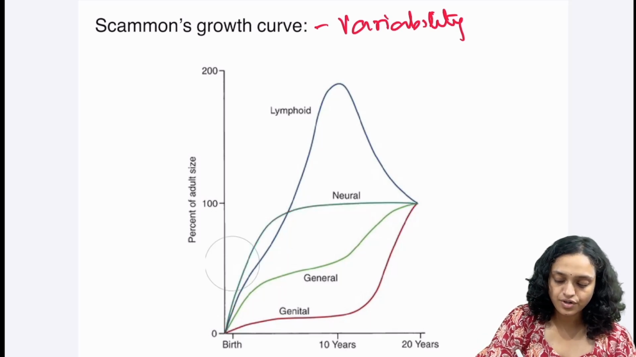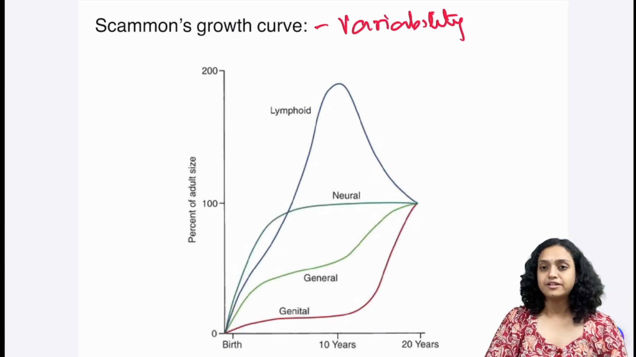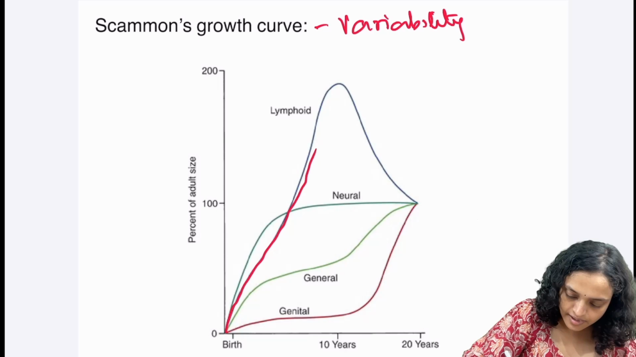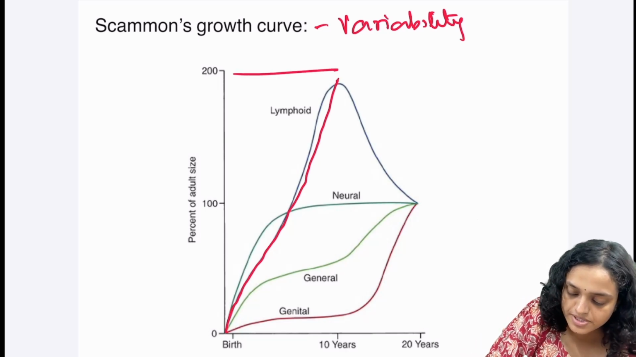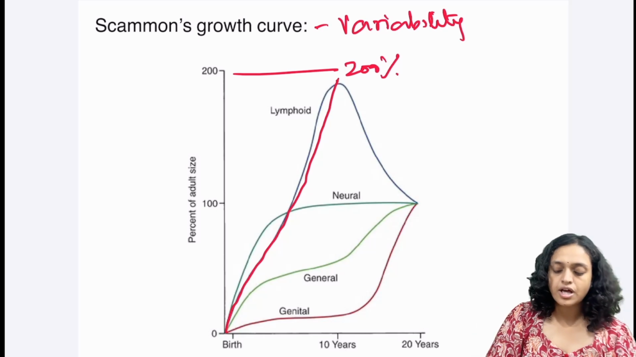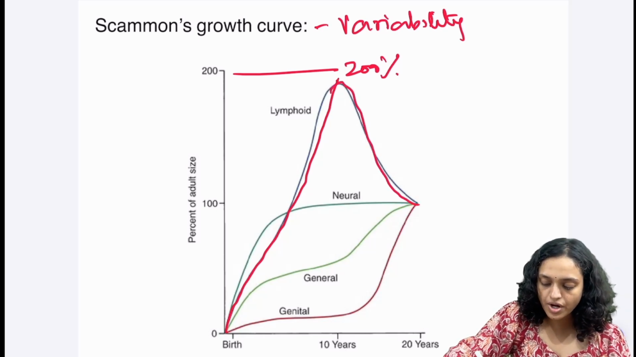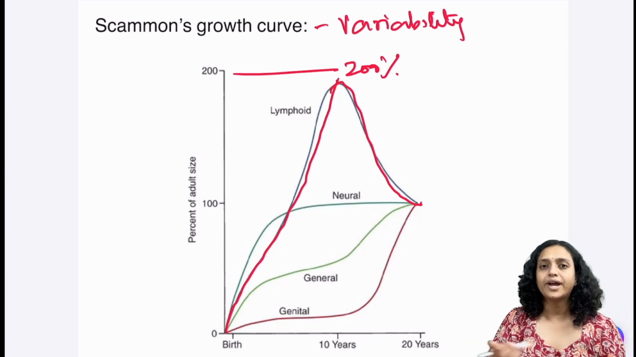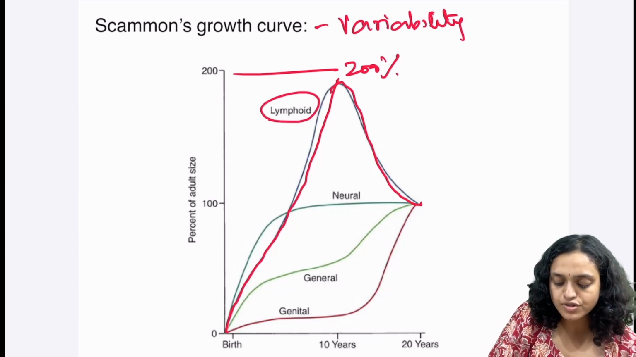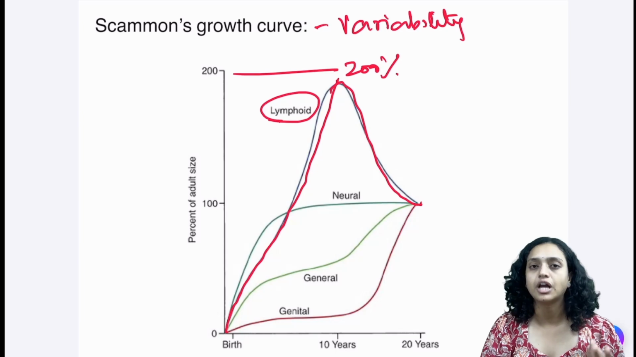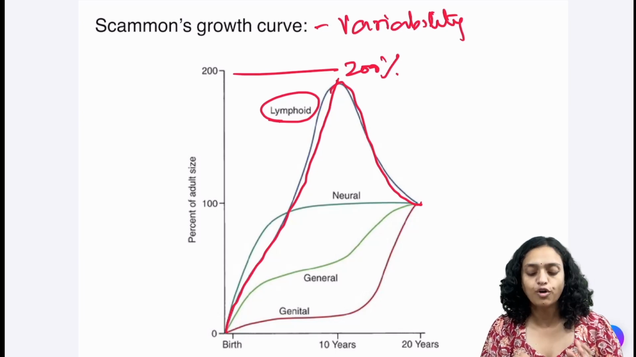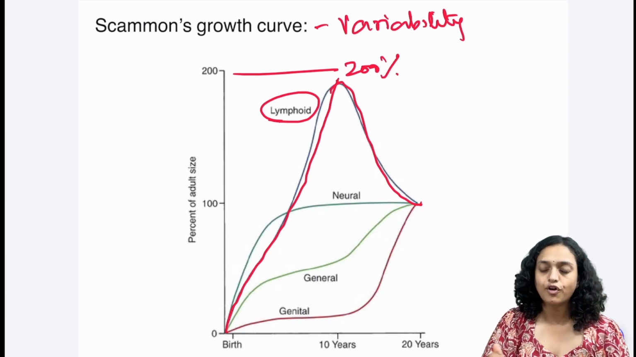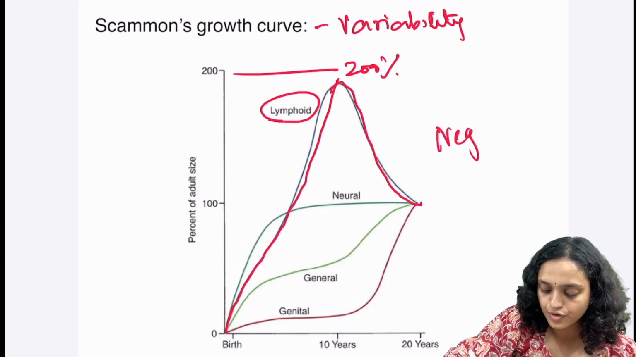The last is your lymphoid curve. The lymphoid curve is a very interesting curve. You can see this has a sudden spike and grows close to 200%, and then it comes back down to 100% during 20 years or the adult stage. Why does this happen? Which organs follow the lymphoid curve? Your tonsils, your thymus, other lymphoid organs follow the lymphoid curve. So why is this important? It is because this curve follows something called negative growth.